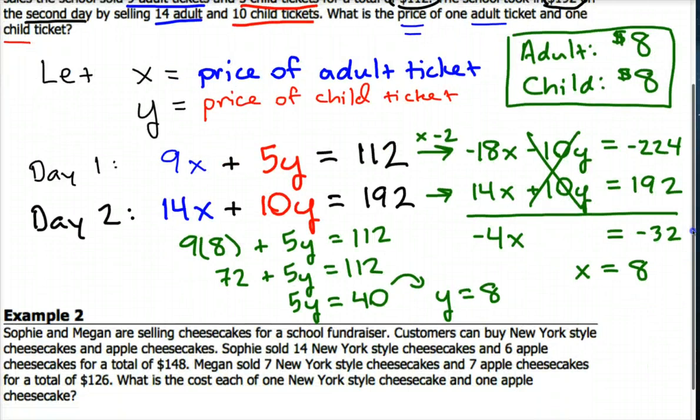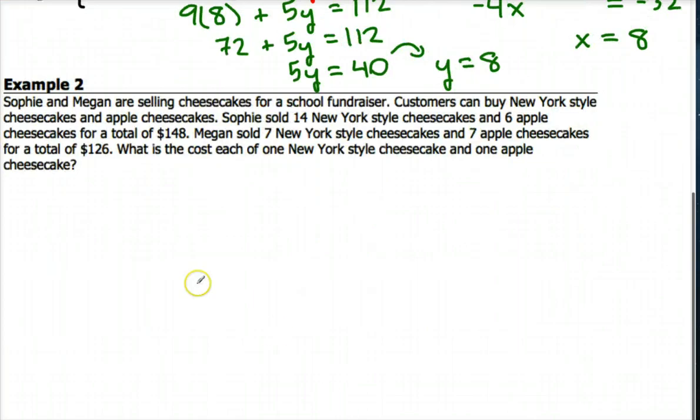Okay, let's try example 2 now. So for this one, we have Sophie and Megan selling cheesecakes for a school fundraiser. The customers can buy either a New York-style cheesecake or an apple cheesecake. It says Sophie sold 14 New York-style cheesecakes and 6 apple cheesecakes for a total of $148. Megan sold 7 New York-style and 7 apple for a total of $126.